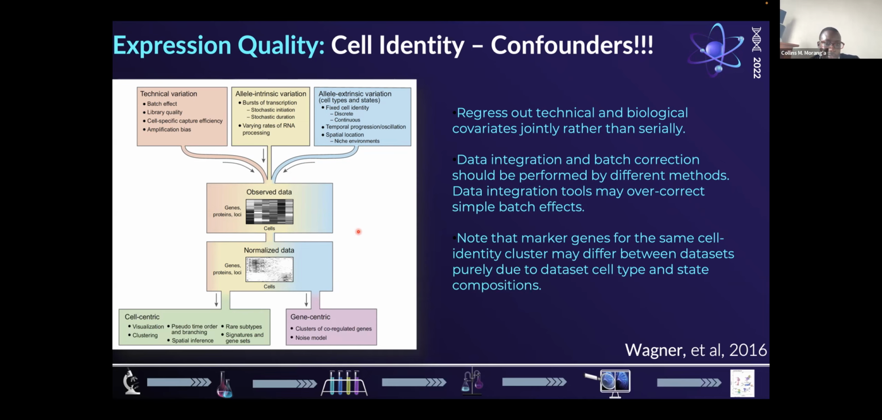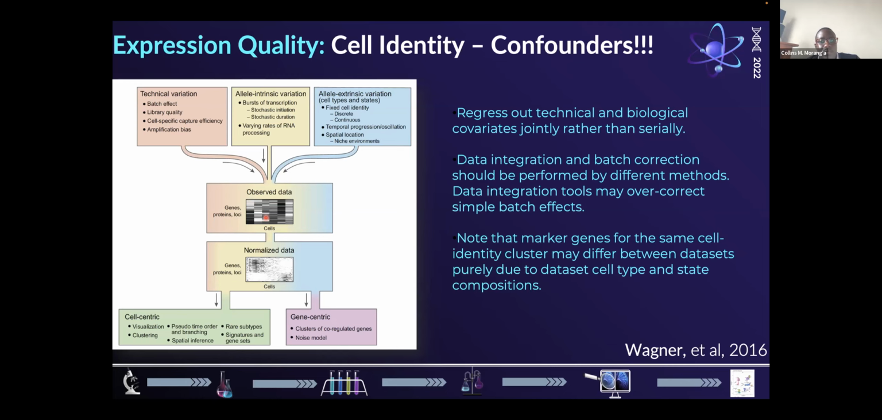Others could be allele extrinsic variation, and these are fixed cell identities, temporal progression of cells, and spatial location of cells that I've already mentioned. And all these things you should take into consideration, because they could be confounders in your cell annotation or cell types. So regardless of all these steps that we've talked about that you could do, you should always regress out all possible technical and biological covariates, and you should normally try to do this in a joint format. So if you know there's a level of batch effects, allelic variation, or intrinsic or extrinsic variation, you should put all these together before you start processing your data and doing normalization, so that you can account for all of them jointly rather than do it serially.